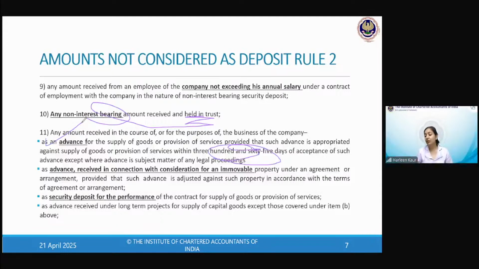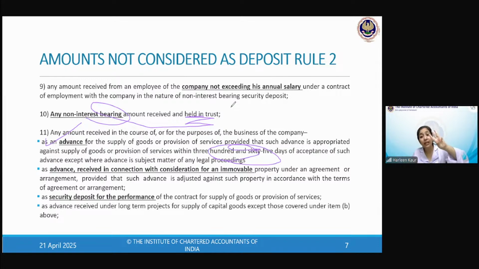So law says where you are receiving any amount as an advance for the business of the company, and this advance has been received for supplying the goods within 365 days, if the goods have been supplied, then this advance will not be treated as deposit. What is the meaning of 365 days? It means a 1 year time period is being given. So those 10,000 if you have given as an advance, then those 50 bags should be supplied to you within 365 days. Then only it will not be considered as deposit.